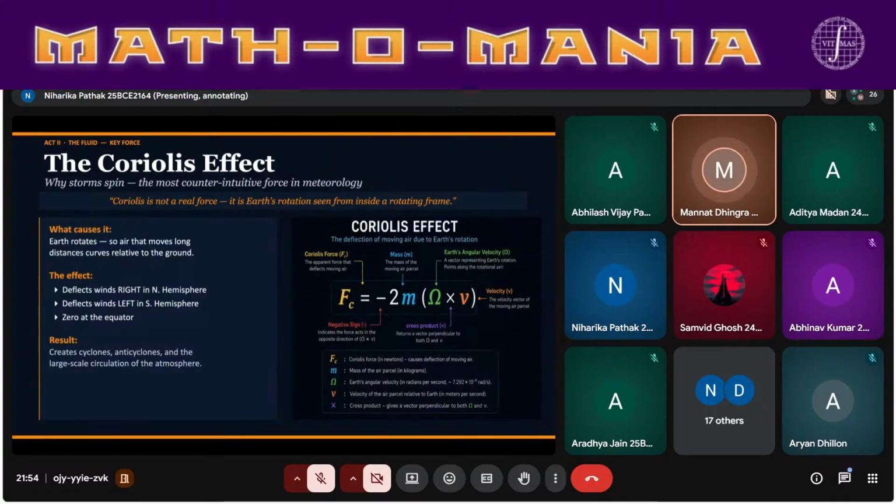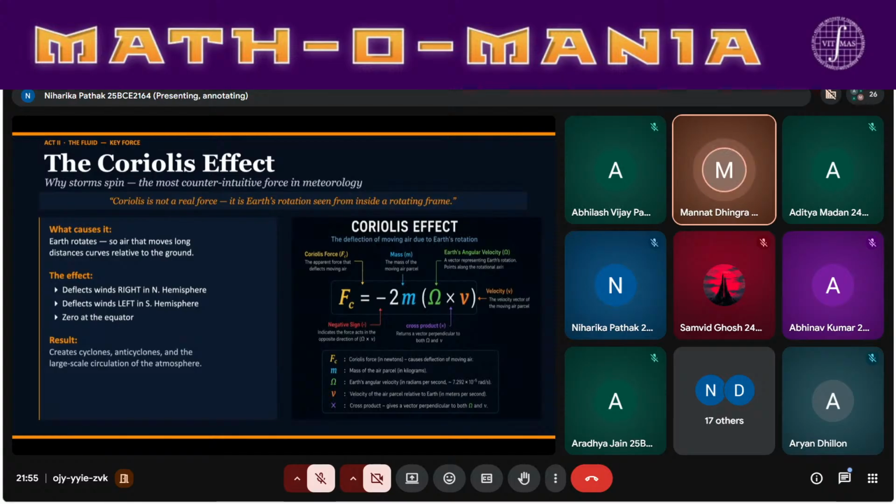Coriolis is not a real force. It is Earth's rotation seen from inside a rotating frame, right? So, as I told, an opposite force acts and it causes deflection. Now, for a real life example, we have seen cyclones, right? So why do the cyclones rotate? The reason is the Coriolis effect, or the Coriolis force acting.